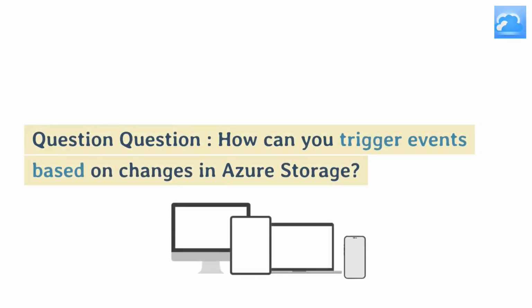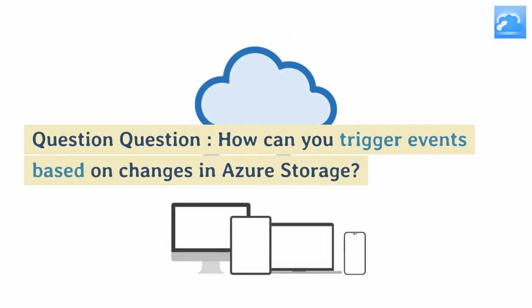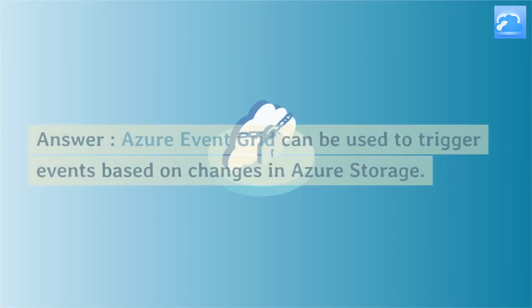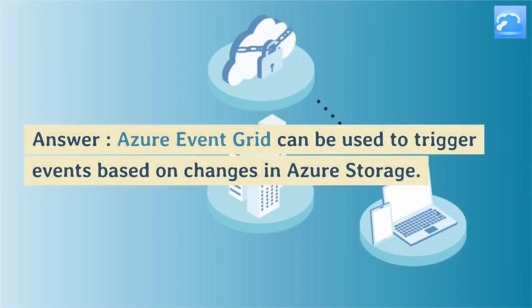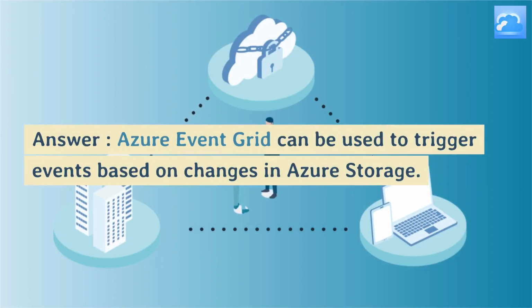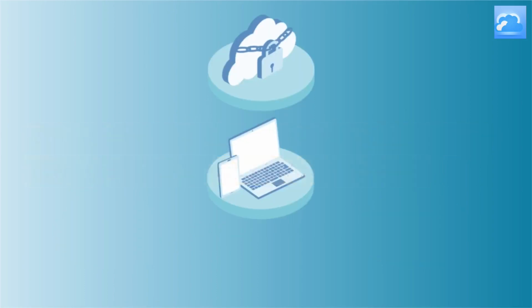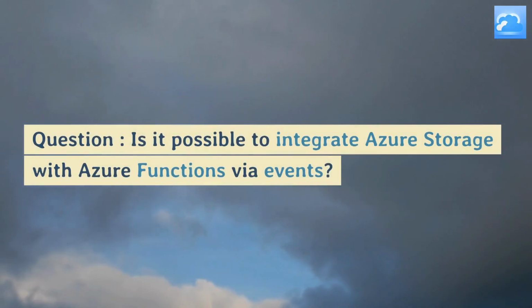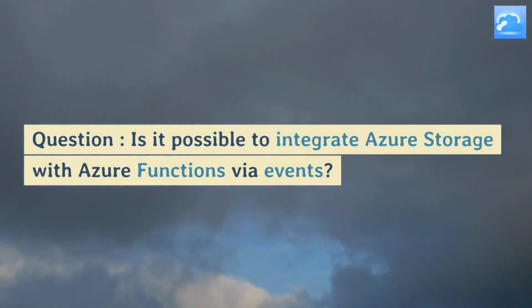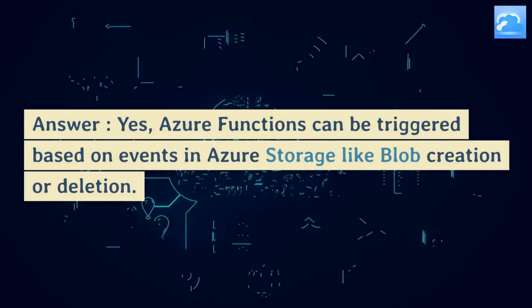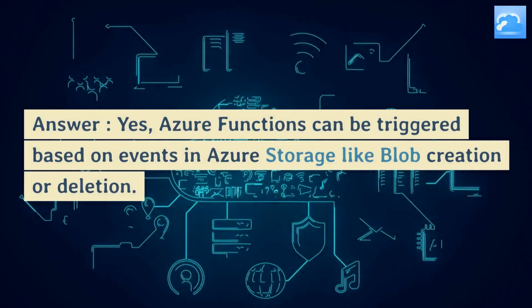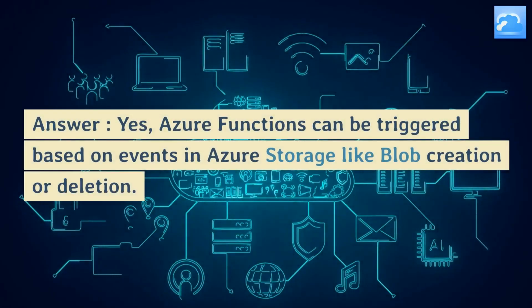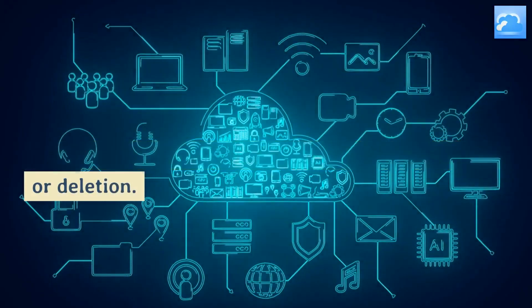Question: how can you trigger events based on changes in Azure Storage? Answer: Azure Event Grid can be used to trigger events based on changes in Azure Storage. Question: is it possible to integrate Azure Storage with Azure Functions via events? Answer: yes. Azure Functions can be triggered based on events in Azure Storage like blob creation or deletion.